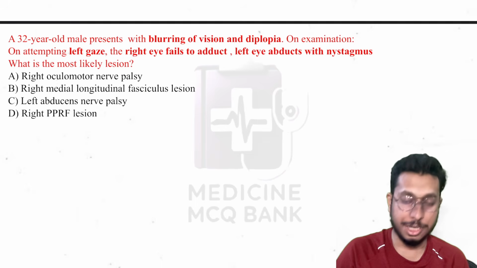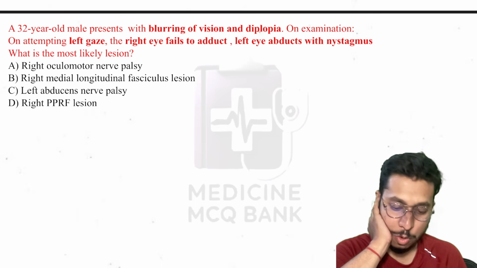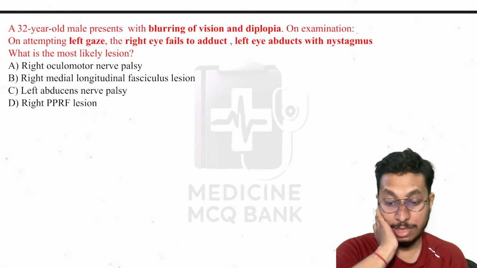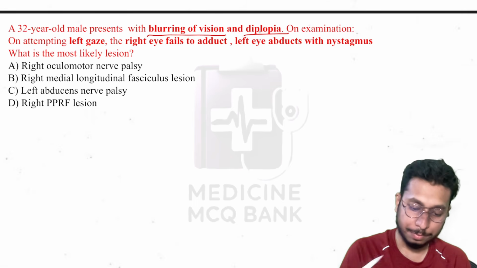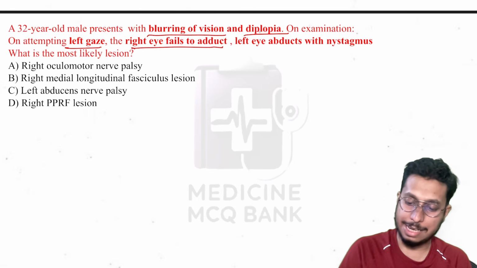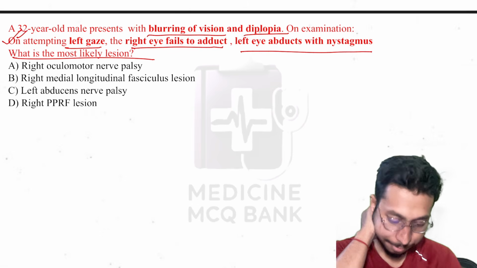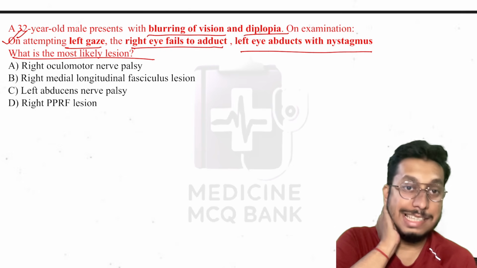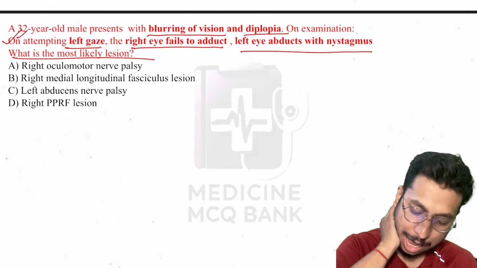Now coming to the next question. So what does it say here? It says a 32-year-old male is presenting with blurring of vision along with diplopia. On examination, on attempting left gaze, the right eye fails to adduct, and the left eye abducts with nystagmus. What is the most likely lesion? So this is a case of internuclear ophthalmoplegia due to most likely a right MLF lesion.